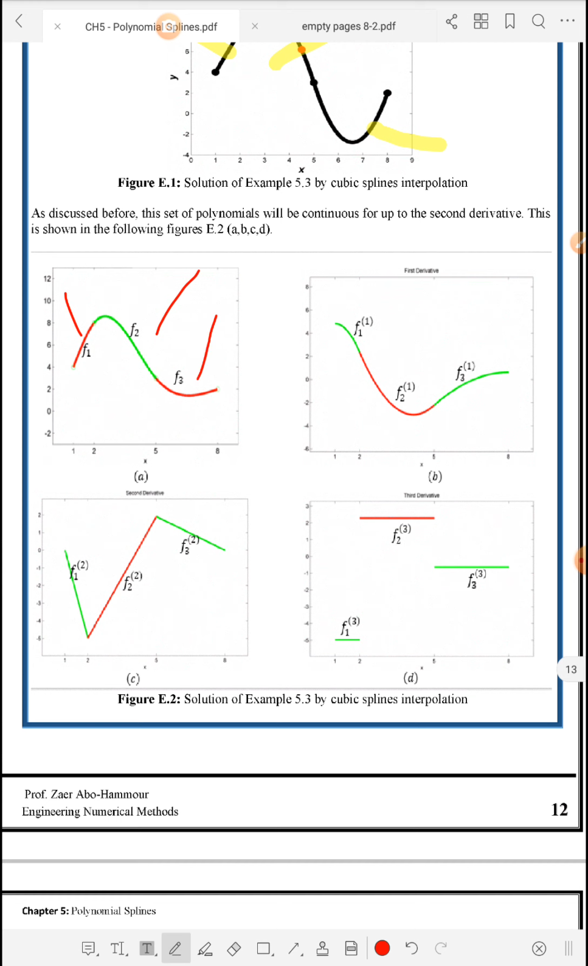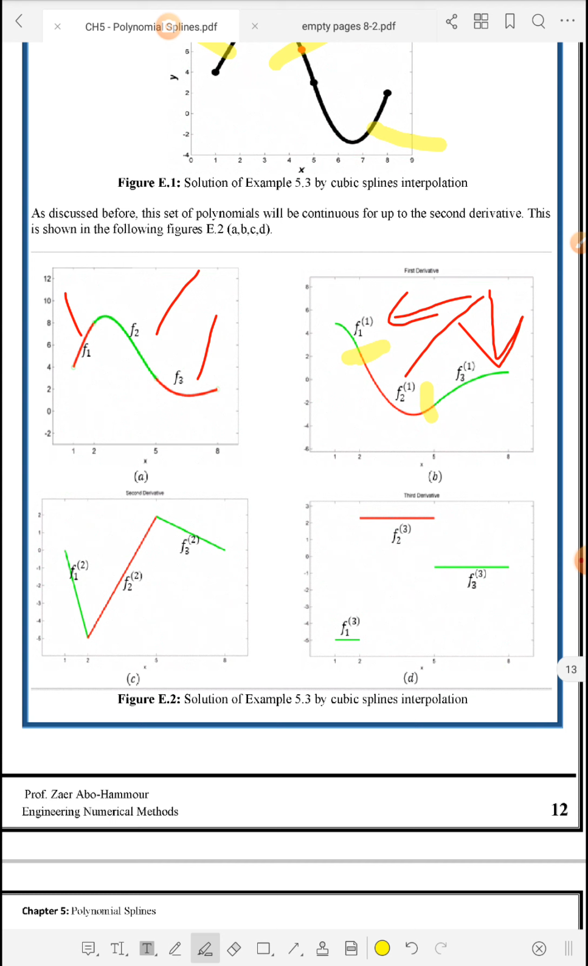While this figure is the first derivative of the first spline, this is the first derivative of the second, this is the first derivative of the third. And if we pay attention, these are the via points. So there is no discontinuity. The left derivative is equal to the right derivative.